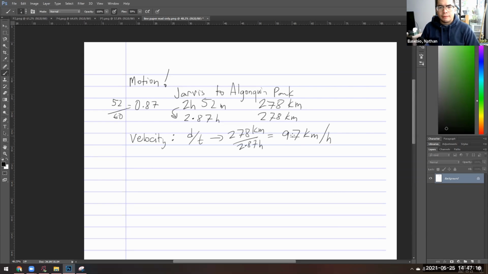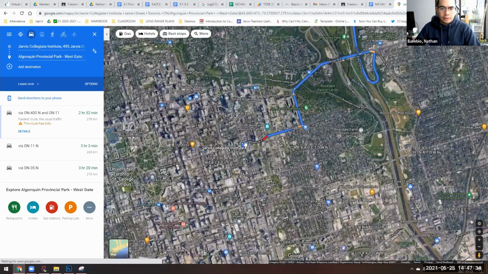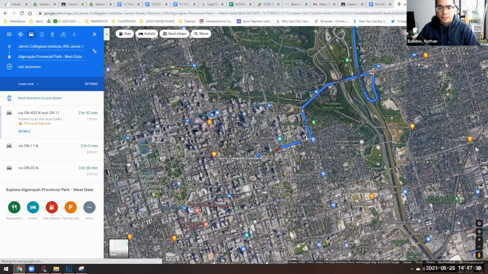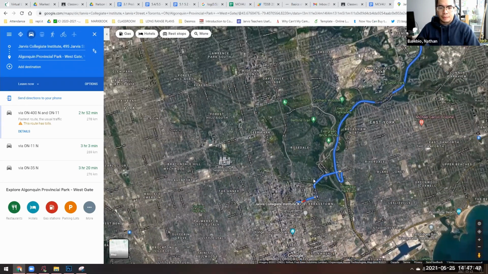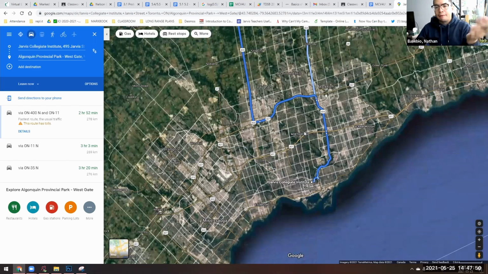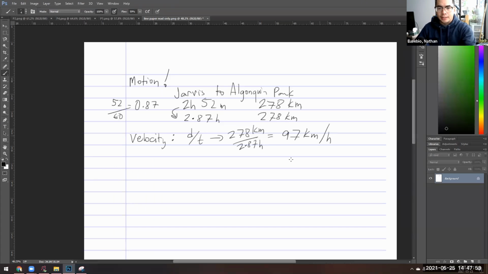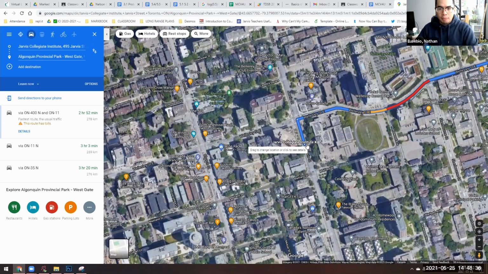Assuming we drive 97 kilometers per hour, we can get to Algonquin Park from Jarvis in 2 hours 52 minutes. But again, I'm not starting out driving down Wellesley at 97 kilometers per hour, because that would be incredibly dangerous. It's assuming an average speed from Jarvis all the way to Algonquin. If you average out your speed, it would be 97 kilometers per hour. So that's assuming an average rate of change.